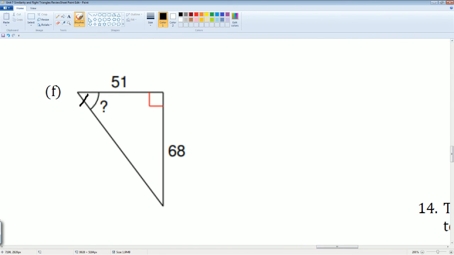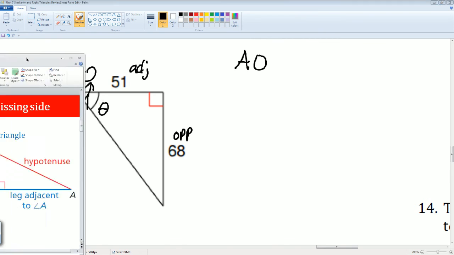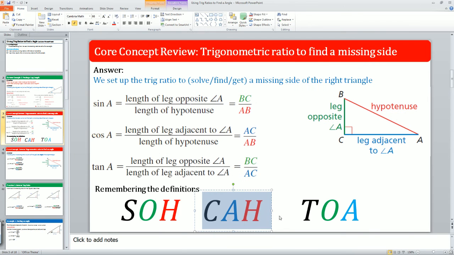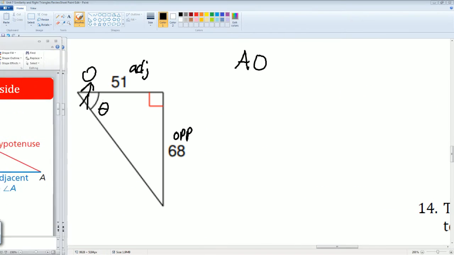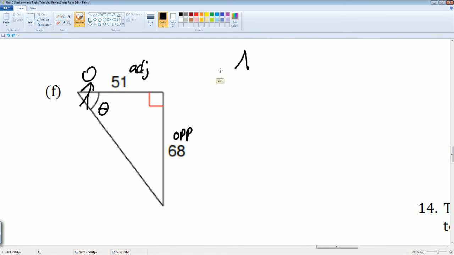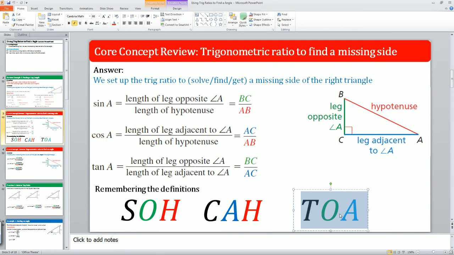We put the person here on the question mark. We know the question mark. We have a symbol for that. That is theta. Here, 51 is our adjacent. 68 is our opposite. So we write O and A. Let's take a look. O and A. Yep, O and A. TOA.